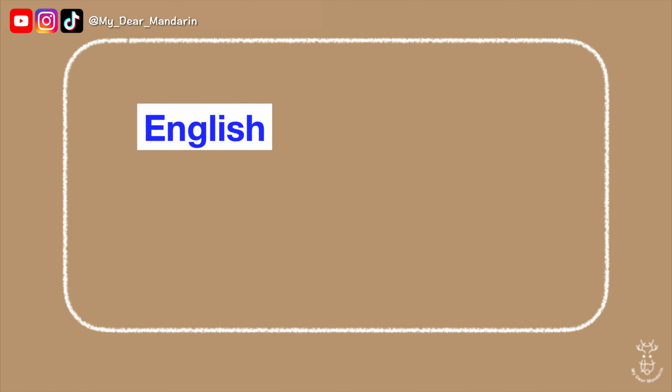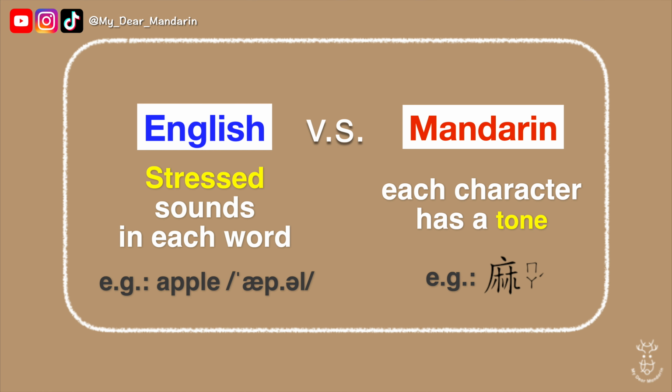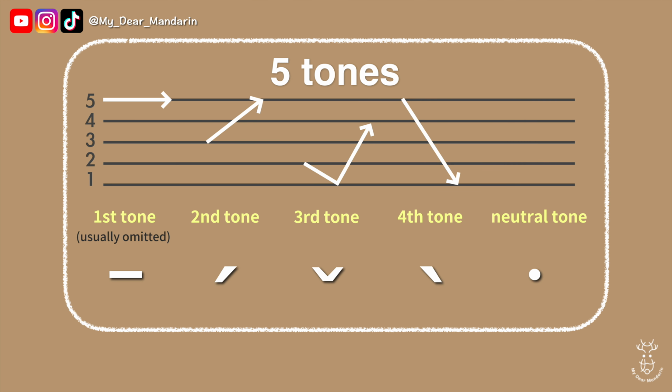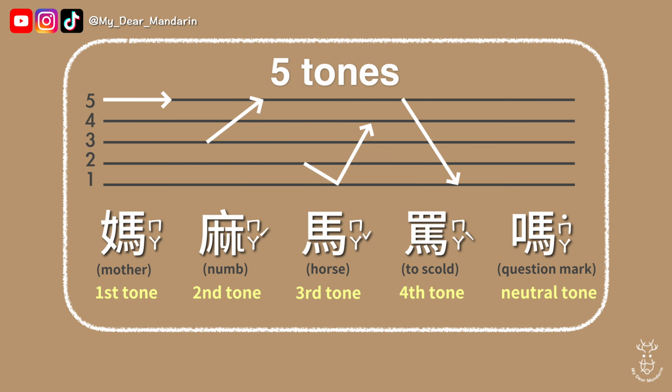The second difference is the tone. In English, there are stress sounds in each word, but in Mandarin, each character has a tone. There are a total of 5 tones in Mandarin. For example, the Zhuyin combination ㄇㄚ, ma. It can be ma, ma, ma, ma, ma. And the tones in Mandarin are usually considered difficult by Mandarin learners. But don't worry, we will help you get through it.